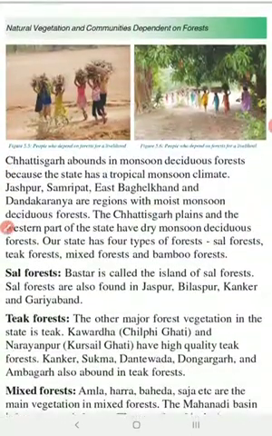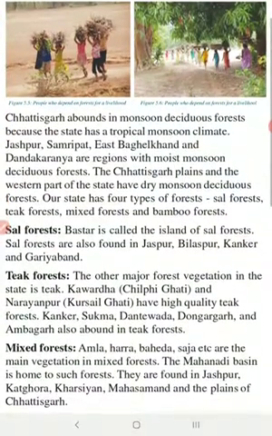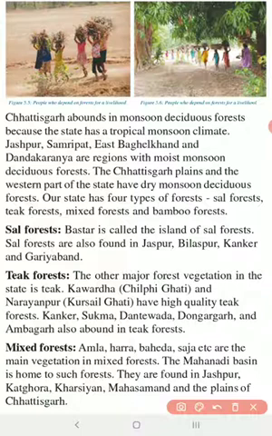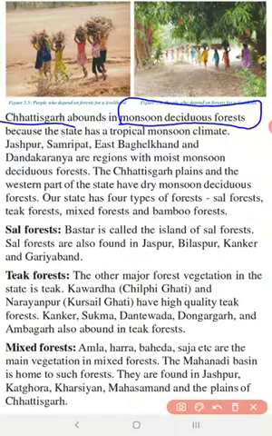Right, now we will talk about the kinds of forests that we have. Mostly Chhattisgarh abounds with monsoon deciduous forest. In the previous video, we studied the meaning of monsoon forest and deciduous forest. Now we classified two kinds of monsoon forest: one is moist monsoon and the other is dry monsoon. What happens to the trees in the dry monsoon forest, and what happens to the trees in the moist monsoon forest?